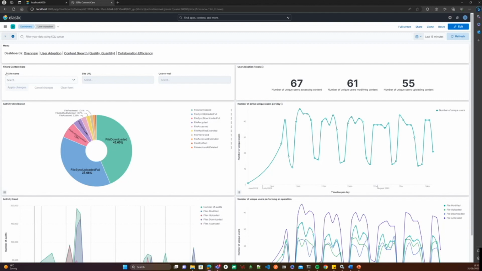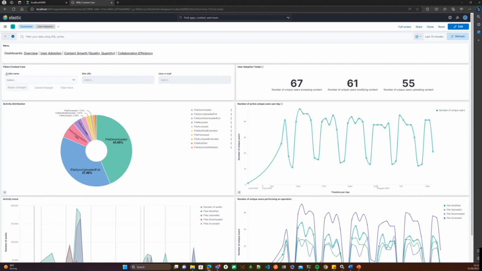And we could generate visualizations that show unique users accessing content over time in order to show a trend of user adoption over the last 6 months to a year, for example. And we can also see the number of unique users modifying content, which speaks to collaboration and engagement. We could gauge the popularity and relevance of different content and how effective it is in promoting teamwork and knowledge sharing. And we could also see how many users are uploading content, which is a measure of user contribution to the environment.